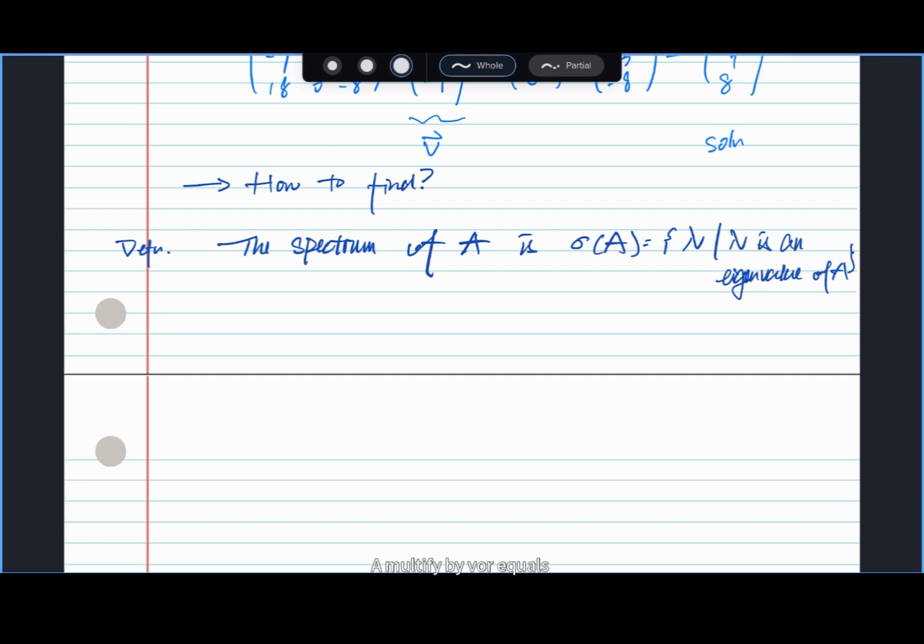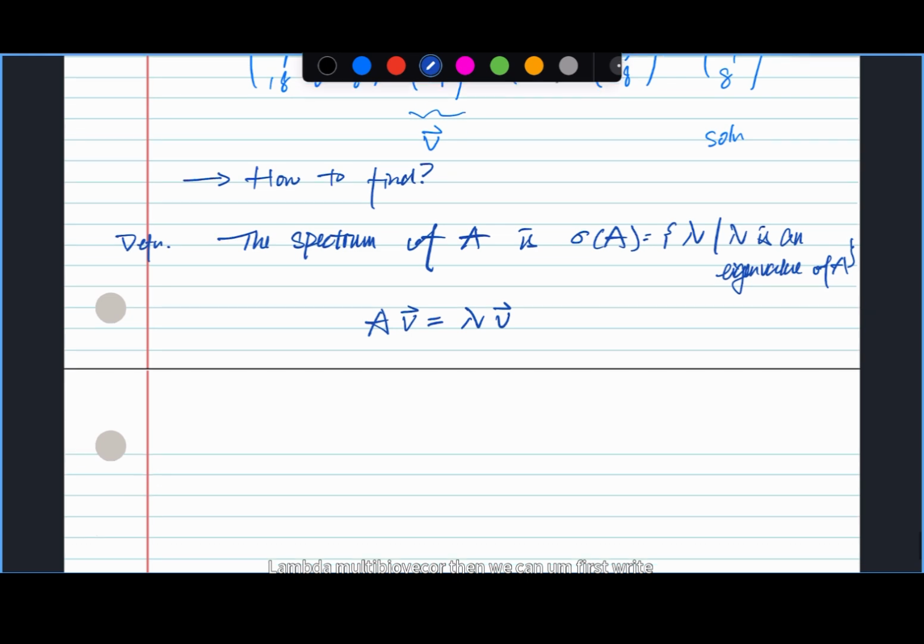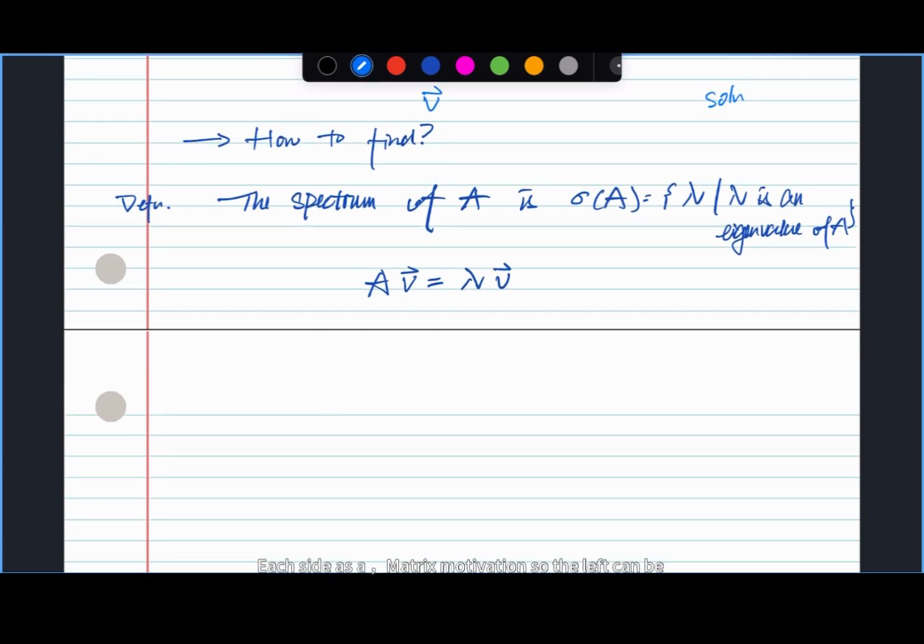So if we have A multiplied by a vector v equals lambda multiplied by a vector v, then we can first write each side as a matrix multiplication. The left can stay the same, and on the right, lambda multiplied by a vector is the same thing as lambda multiplied by an identity matrix first, and then multiplied by the vector.